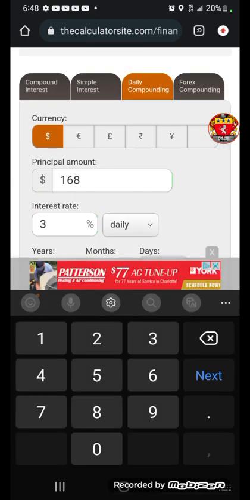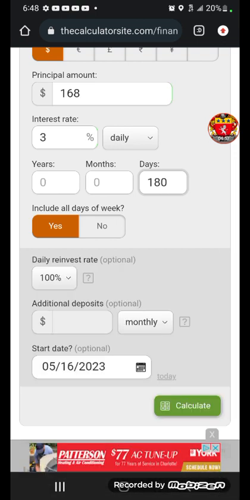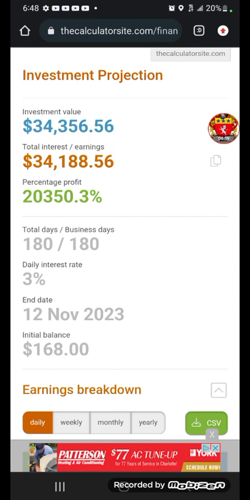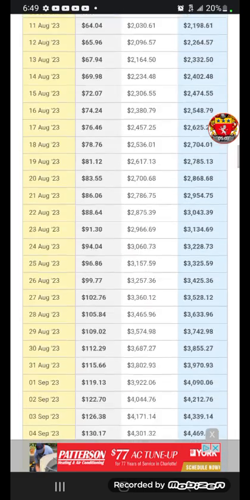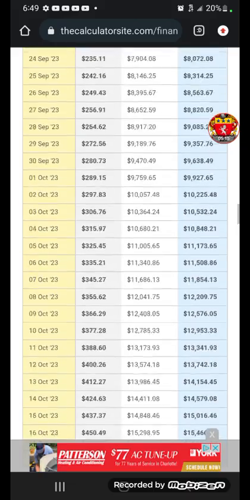So after 180 days, which is 6 months, is that right? 6 months? 180 days? Yeah, 180 days, 6 months. Let's calculate. Oh my gosh, $34,000. After 6 months, you'll be making over $1,000 a day.